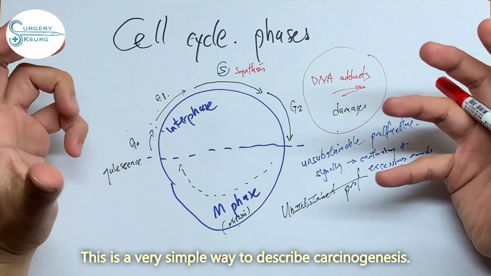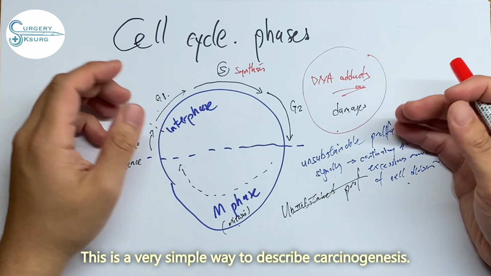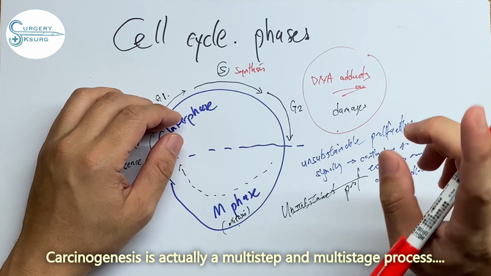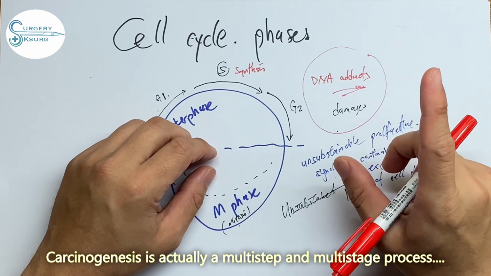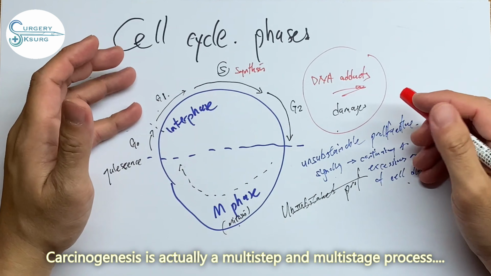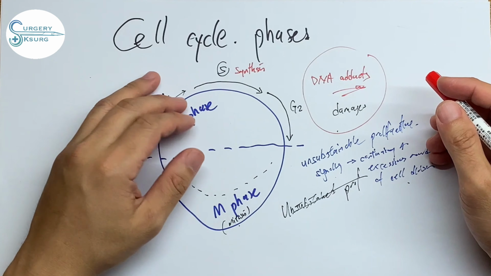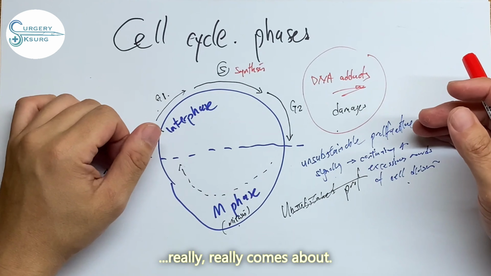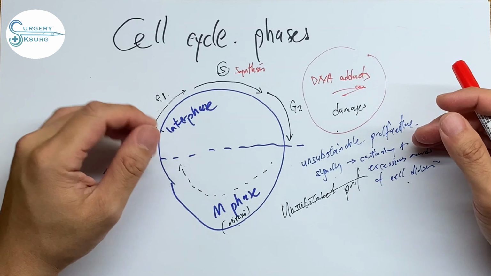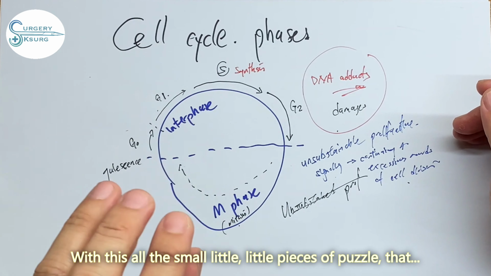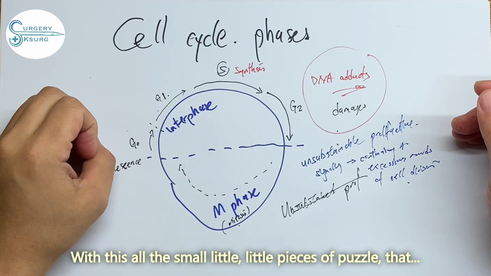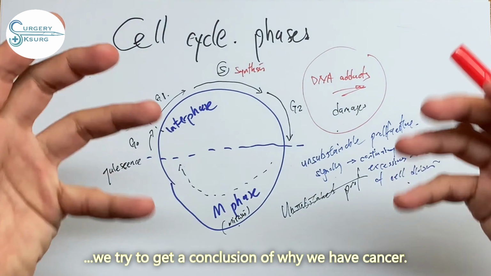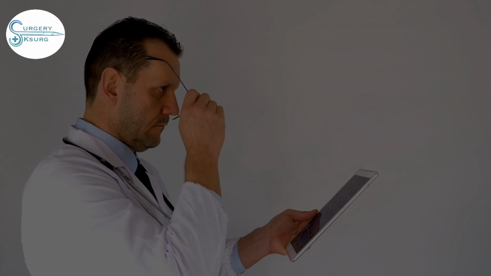This is a very simple way to describe carcinogenesis. Mind you, a caveat here: carcinogenesis is actually a multi-step and multi-stage process in the cell, and we don't really know how carcinogenesis really comes about. But these are all the small little pieces of the puzzle that we use to try to reach a conclusion as to why we have cancer.